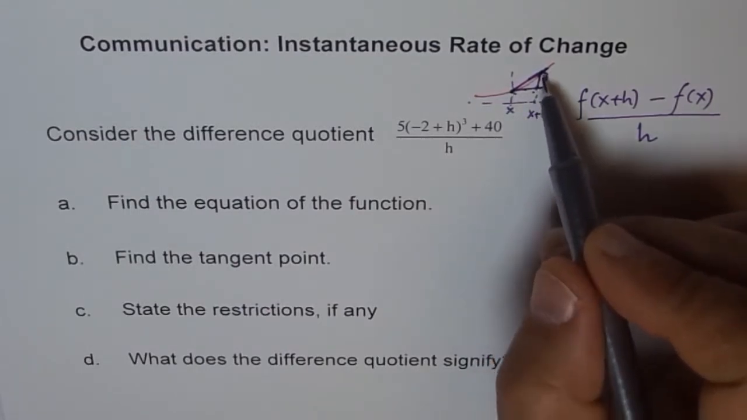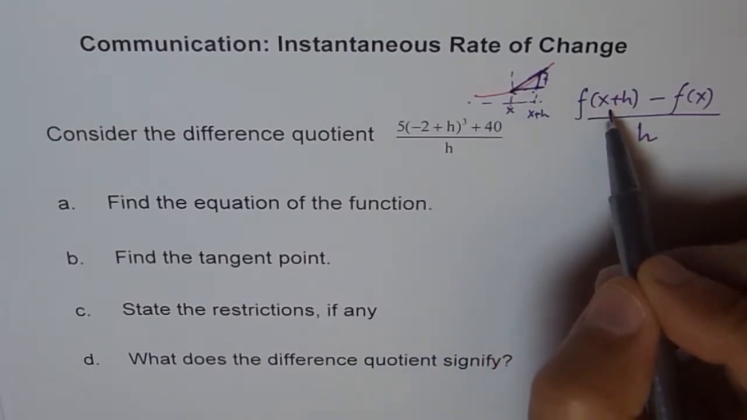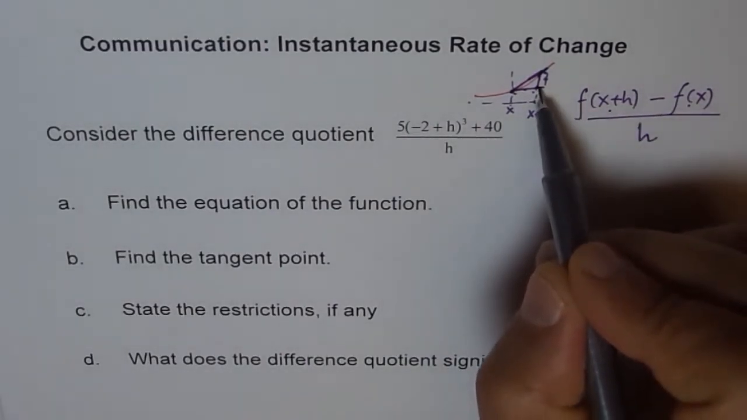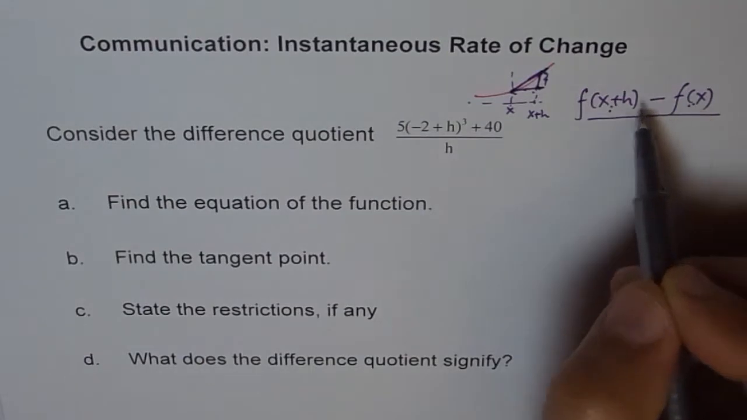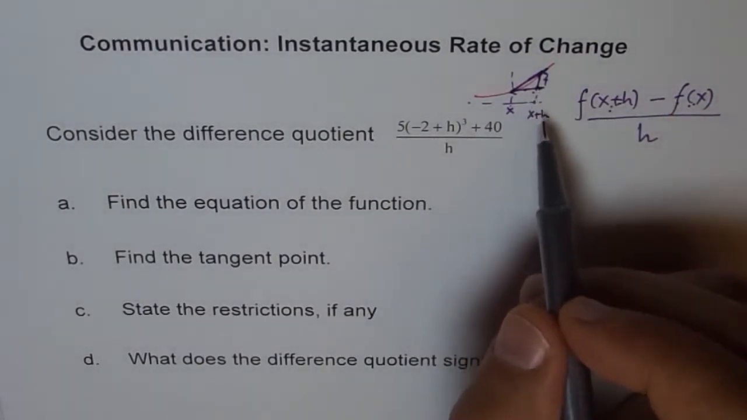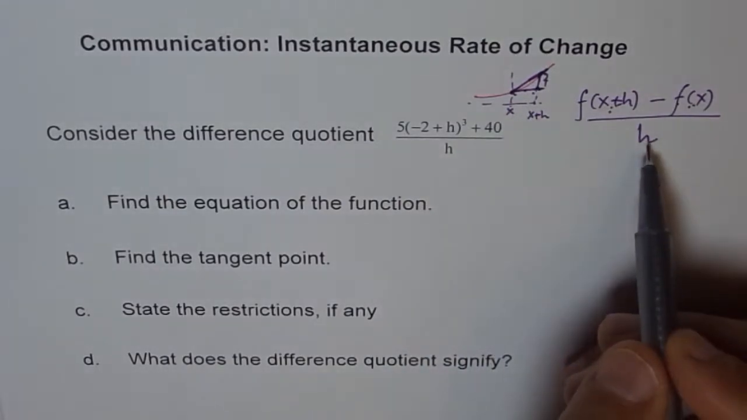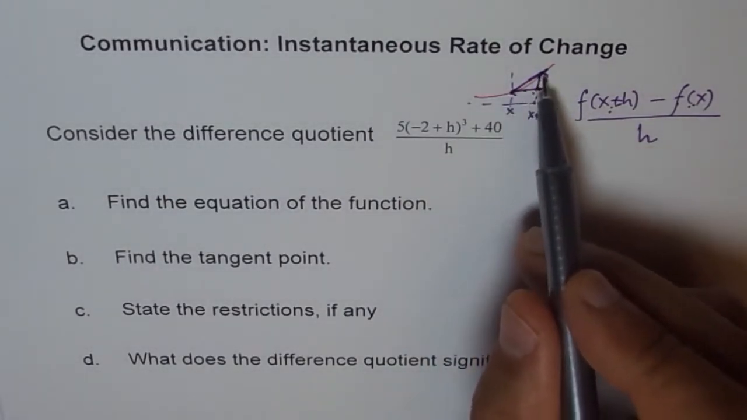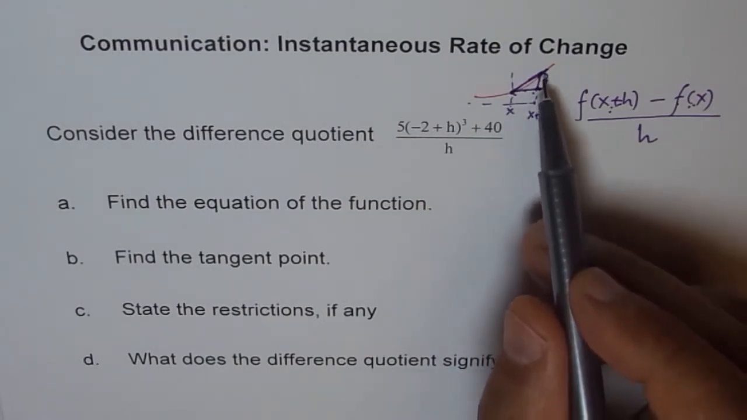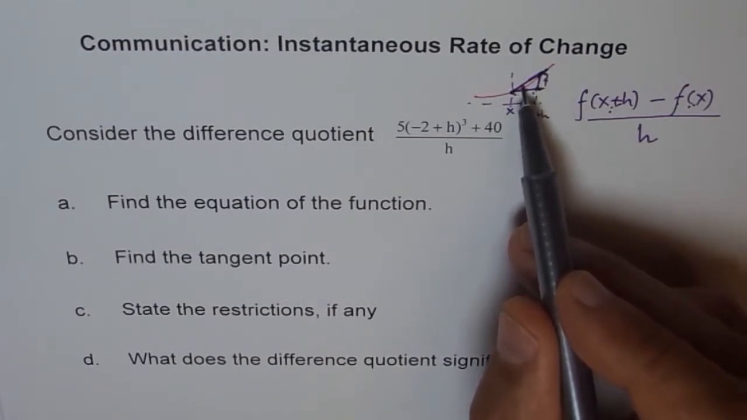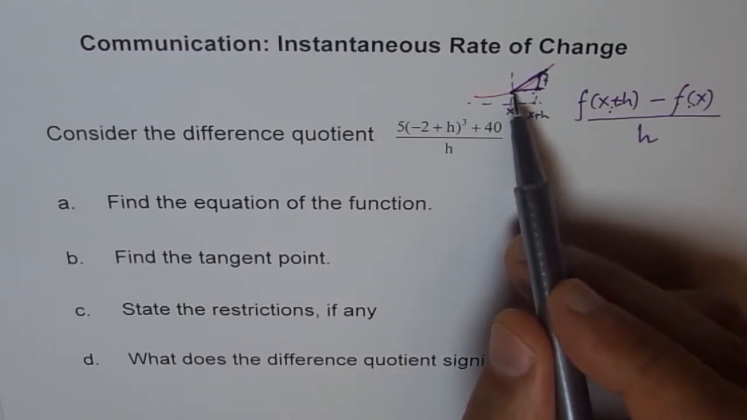So how much is the rise? The rise is the value of the function at x plus h, which is this, minus the value of the function at x, which is this point. And what is the run? The run is the difference between x plus h and x. So that is the slope of the secant. Now if h is very, very small, then this point will come very close to this, and the secant becomes a tangent. So this is a tangent at this point x.